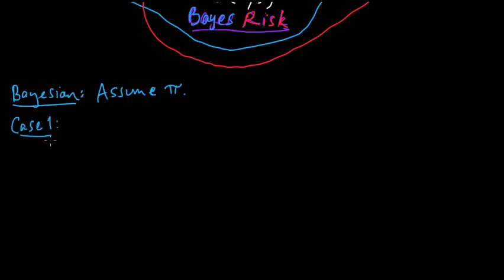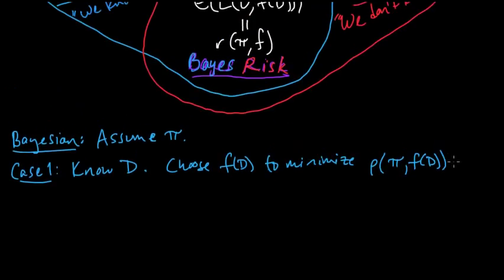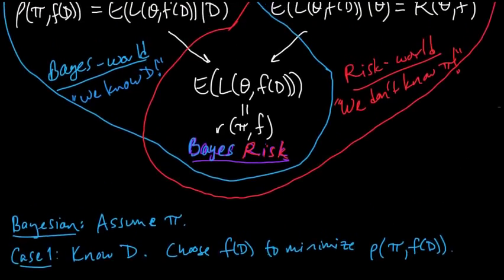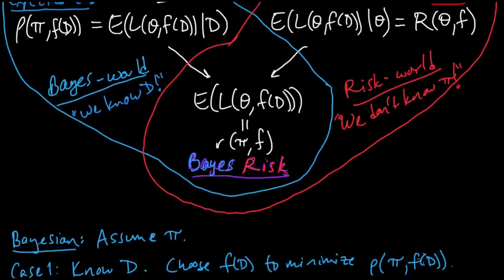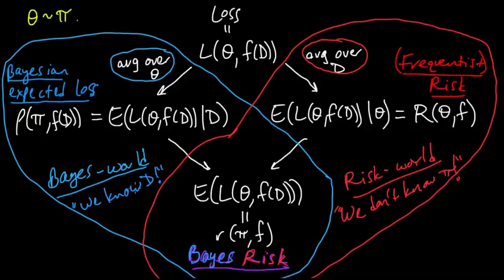Case 1. The first case is you know D. You know the data. You get to observe it, and then you have to choose your decision procedure, and so you should choose F of D. You only have to choose it at the value D to minimize the Bayesian expected loss at that value using your prior, and so you're minimizing over the sort of action that you're going to take. And that's this perspective. We know D.